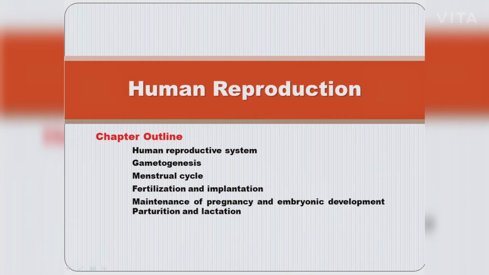Each testis is covered by an outermost fibrous tunica albuginea and is divided by septa into about 200 to 250 lobules, each containing 2 to 4 highly coiled testicular tubules or seminiferous tubules. The seminiferous tubule is made of Sertoli cells and spermatogenic cells. Sertoli cells provide nourishment to the sperm till maturation.